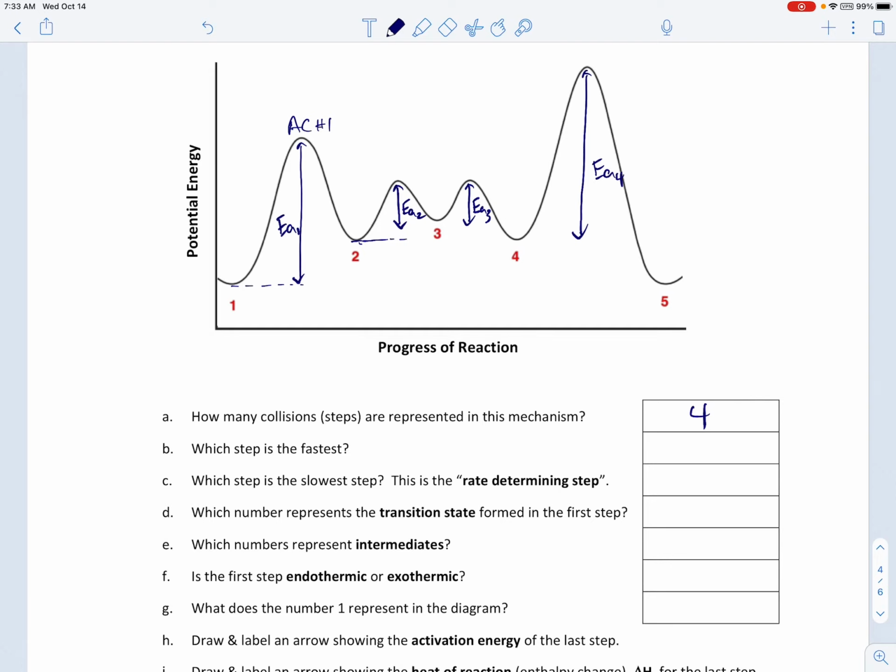Now this is reading the reaction from the left to the right, so that's considered the forward reaction. You could read it in reverse as well. We'll get to that later. So which step was the fastest?